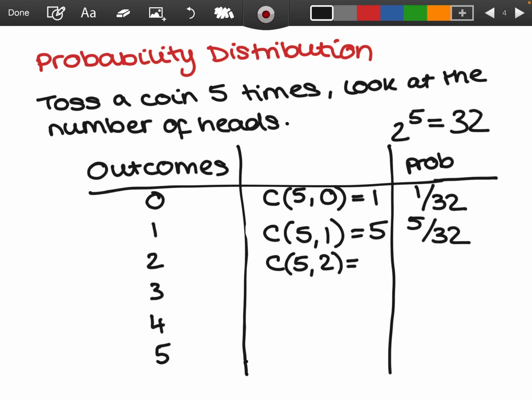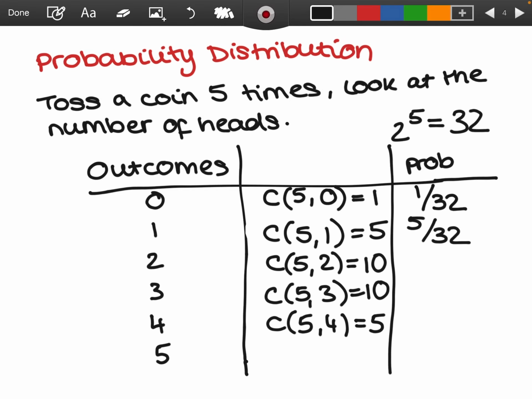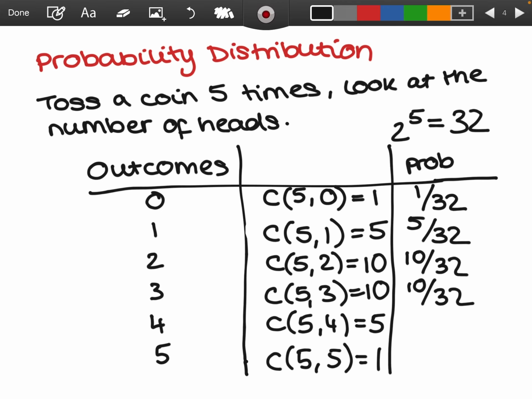Out of 5 tosses of a coin, the number of ways that I can have 2 heads is going to be 10. The number of ways that I can have 3 heads is also going to be 10. The number of ways that I can have 4 heads is 5. And the number of ways that I can have 5 heads, well, there's just going to be 1 way that you can get that. Same as having 0 heads, that would mean that you had all tails, and that's just 1 sequence where you had the 5 tails. So that tells me what each of these probabilities are going to be.